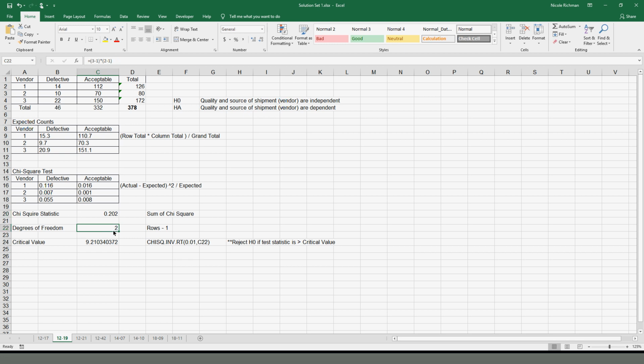Because we have 3 rows now, our degrees of freedom is 2. And we use this critical value formula. We reject our null hypothesis if our test statistic is greater than our critical value. In this case, it's not. So we accept our null hypothesis and state that quality and source of the shipment are independent. In other words, it's not a vendor issue.